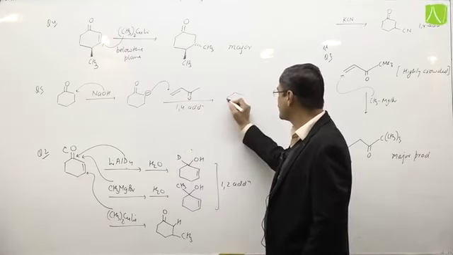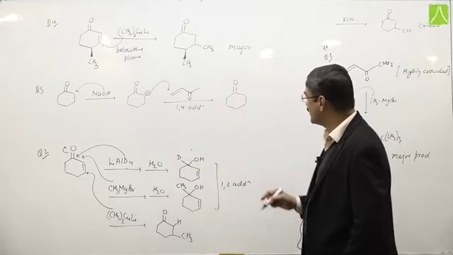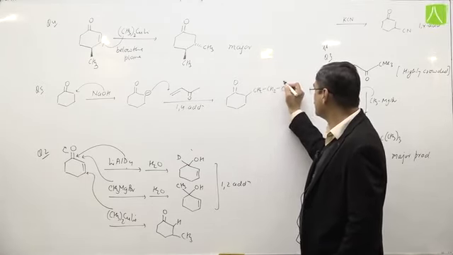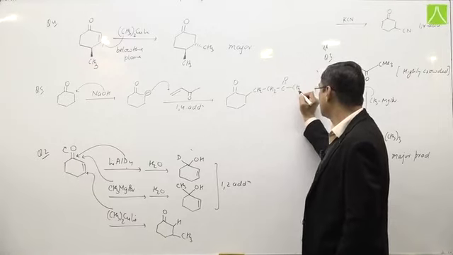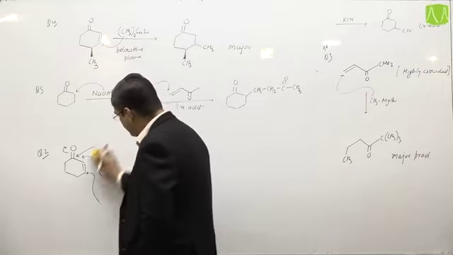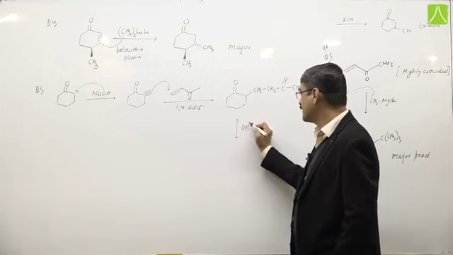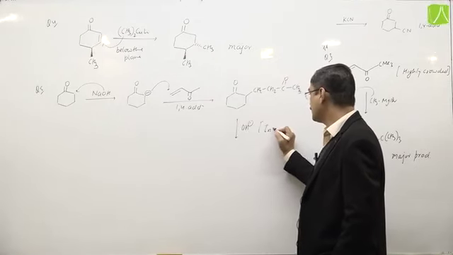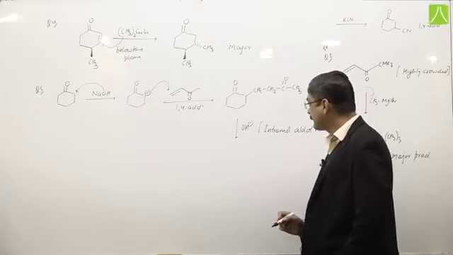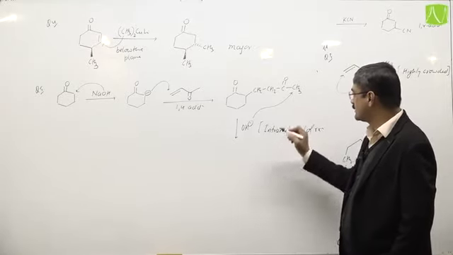So in case of 1,4 addition, pi bond of alkene give net addition reaction. So I add this pi bond CH2, CH2, CO, CH3. Now this is the final product. But in basic medium, it can give intramolecular aldol reaction. So this negative charge remove the alpha H. This is the first step.